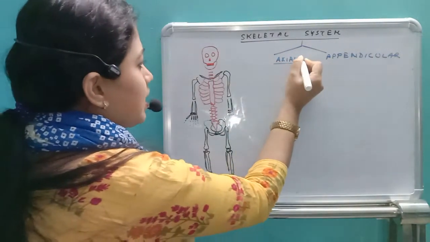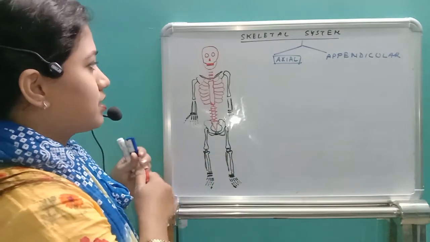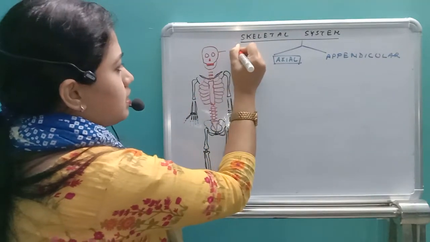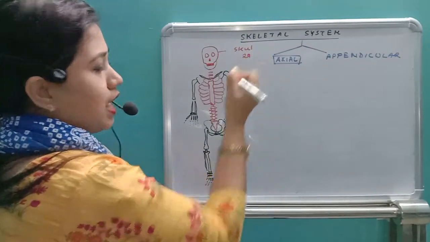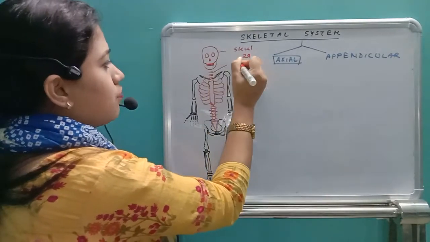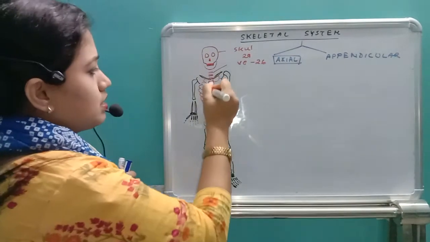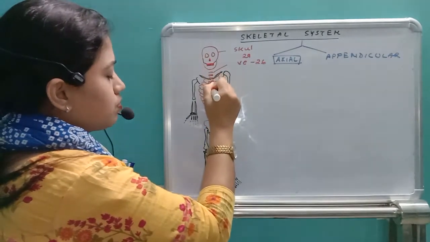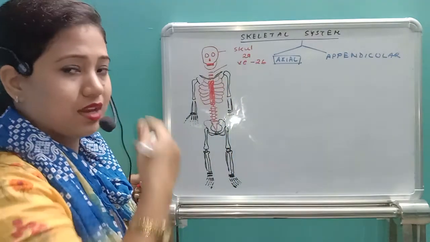What is present in the axial skeleton? Let's see. First of all, we have the skull. In the skull, how many bones do we have? 29. Next is the vertebral column. The vertebral column has 26 bones. The vertebral column is present on the dorsal side.